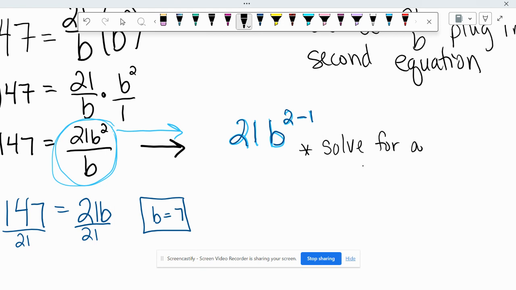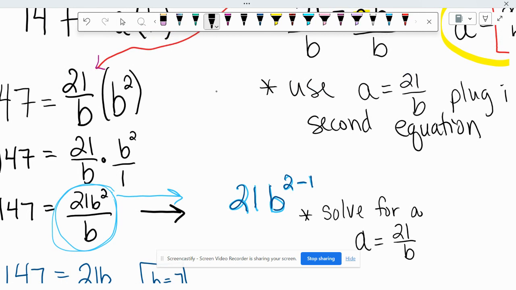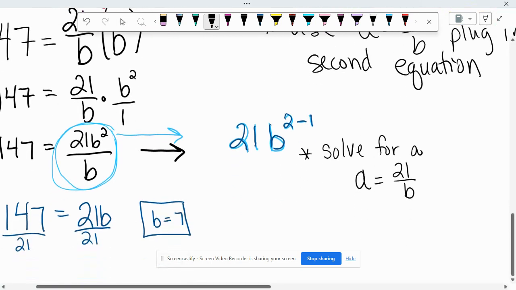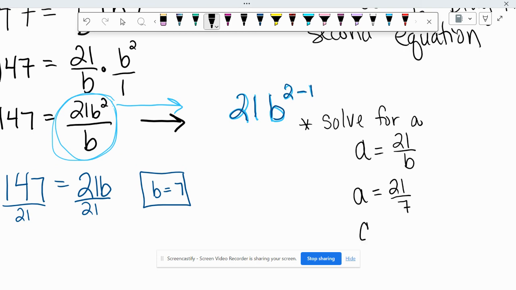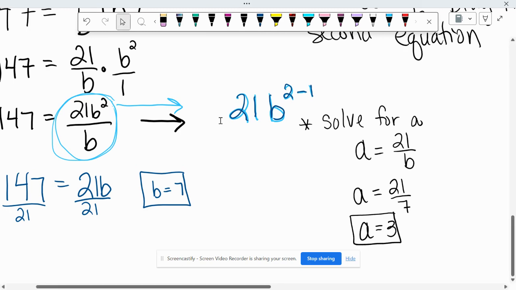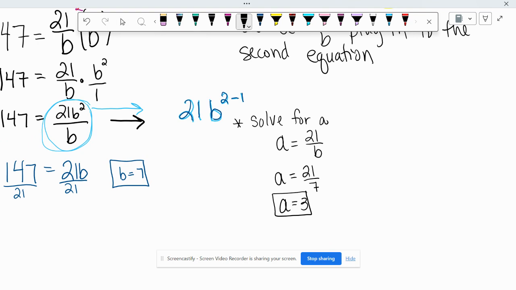And I'm going to use the fact that a equals 21 divided by b, because that's what we saw when we simplified that equation. Do you guys see that? We said a is 21 divided by b. So a equals 21 divided by 7, which means A equals what? 3. A equals 3. So can we write an equation? We know our A and our B, so what's our equation for this function?